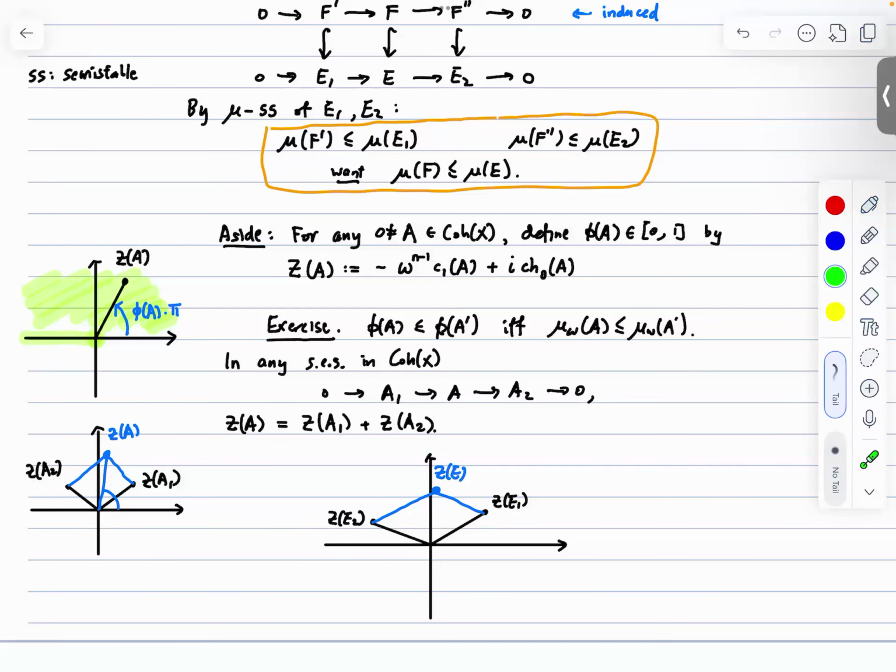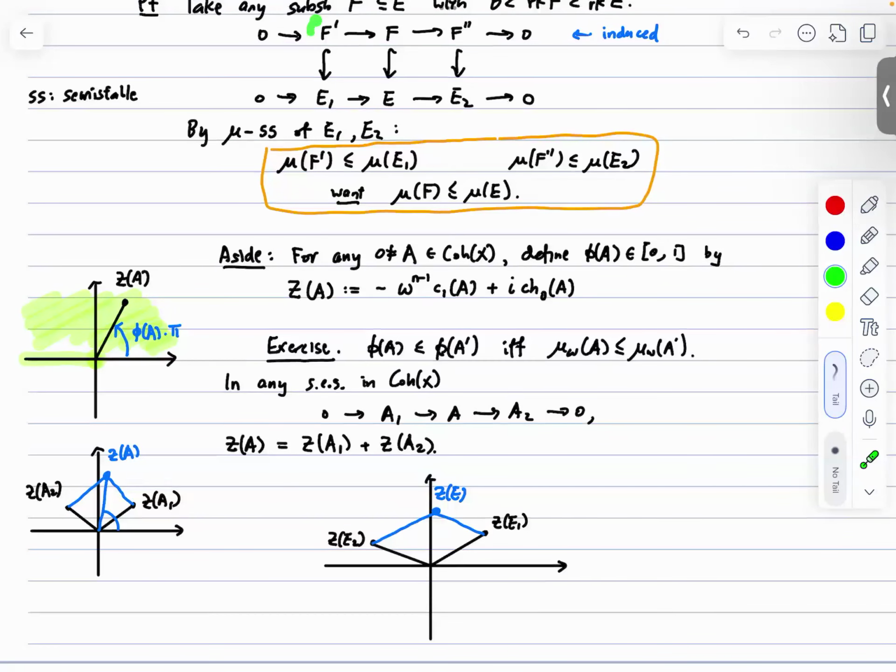Now, let me also try to draw z of f prime and z of f double prime. By our assumptions, the angle for f prime should be less than or equal to the angle for E1. So let me try to draw, let's say, f prime here, because it's supposed to have a smaller angle than E1. And then the phi of f double prime is supposed to be less than that of E2. So maybe I should draw, let's say, z of f double prime here.